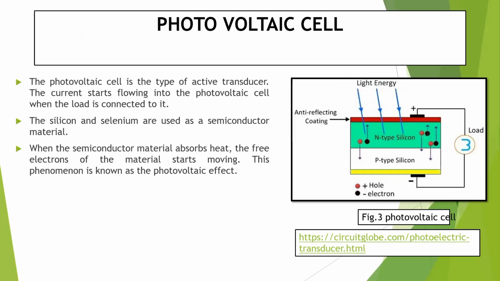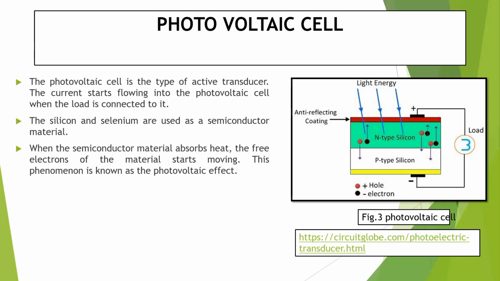on a deflection meter. The photovoltaic cell is an active transducer because it converts light energy into electricity, so current starts flowing. Silicon and selenium are normally used. Silicon is not very costly and is abundant on Earth. When a semiconductor material absorbs light, the free electrons start flowing.